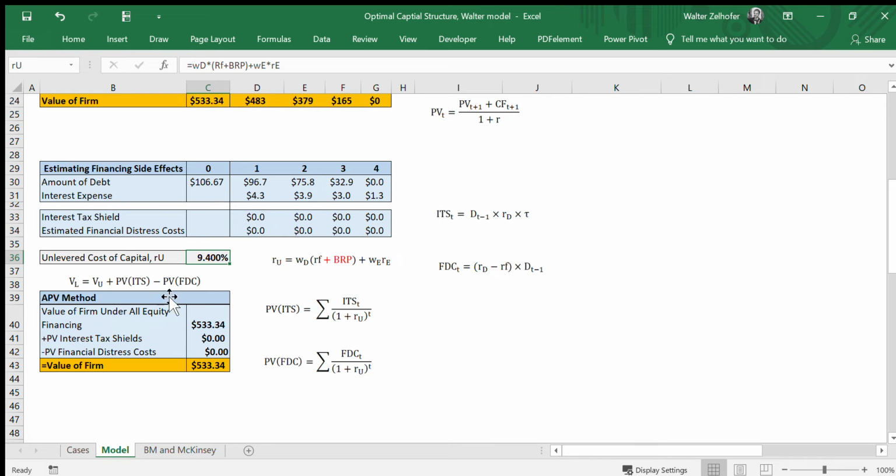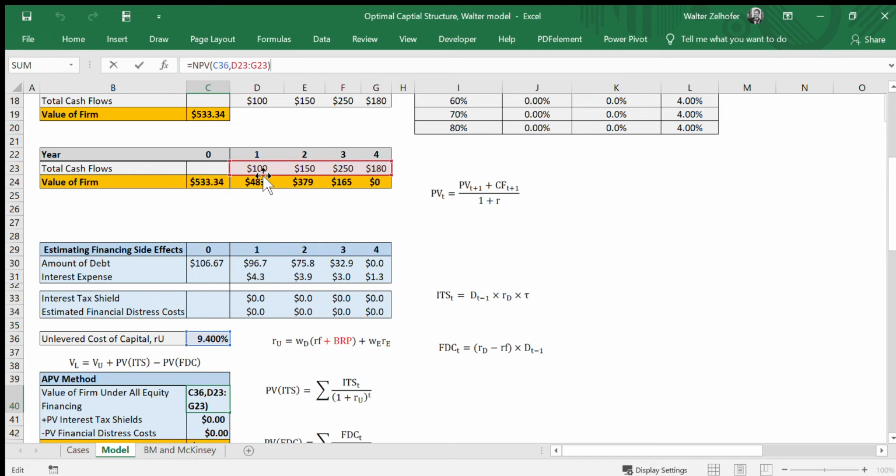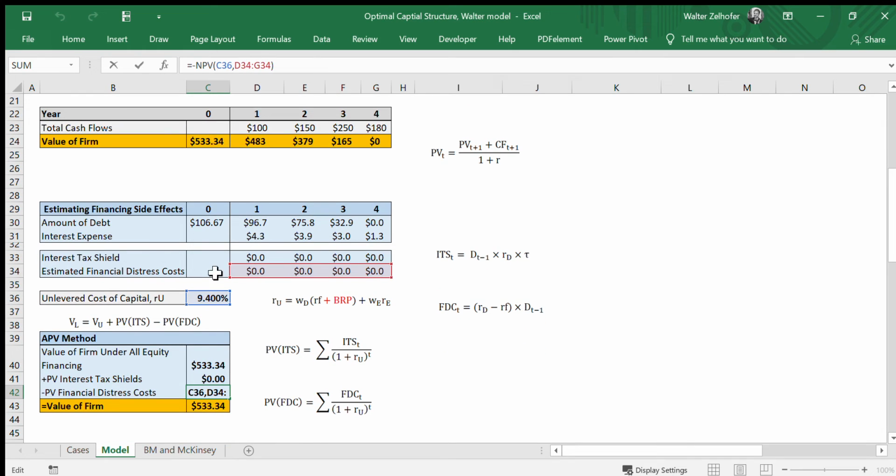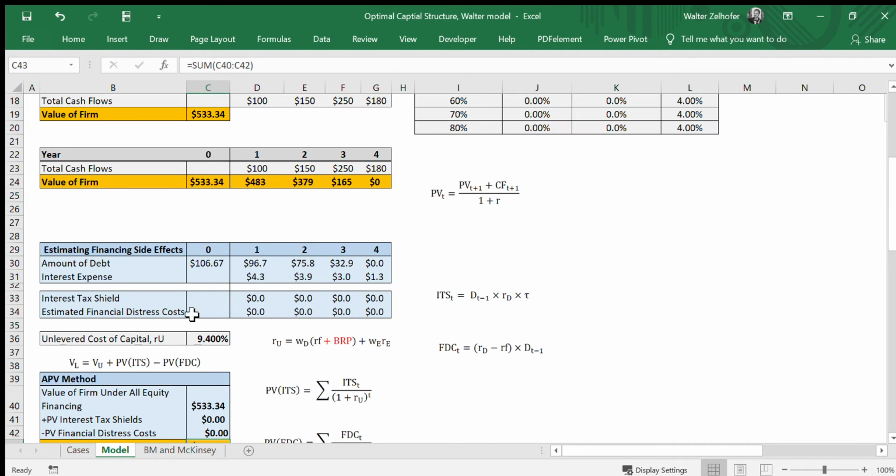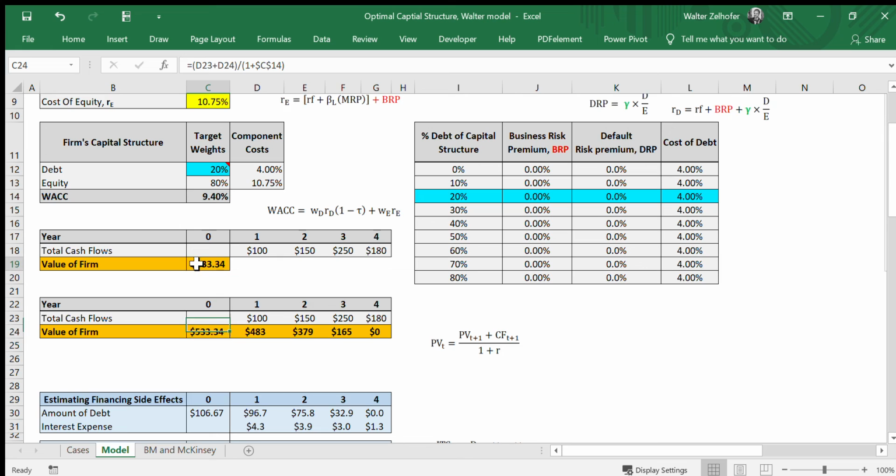Okay, so we can estimate the value of the firm under all equity financing. It's a hypothetical. It's a present value of these cash flows. We add the present value of the tax savings due to interest expense, which are 0 because we don't have taxes. And then we subtract the negative side effects of, hey, if we borrow a lot of money, we might go bankrupt. Again, we're just assuming a perfect world with no financial distress costs, with 0. So the value of the firm is 533.34, the same as we calculated up here using the WACC method.